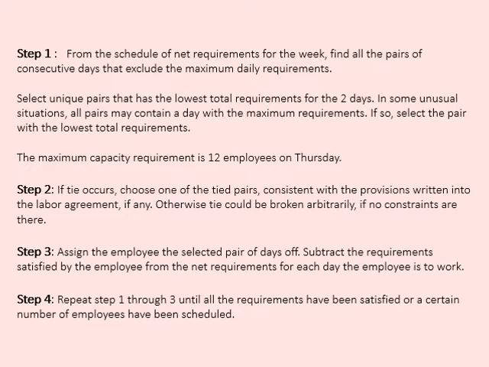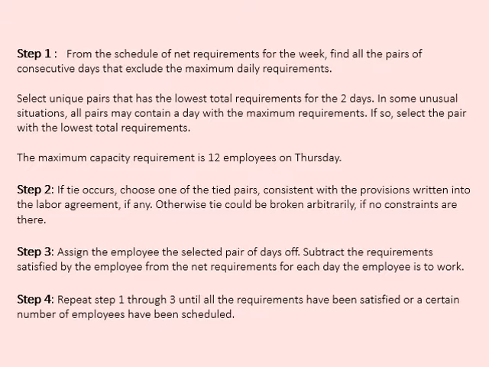Step 1. From the schedule of net requirements for the week, find all the pairs of consecutive days that exclude the maximum daily requirements. Select the unique pair that has the lowest total requirements for the 2 days. In some unusual situations, all pairs may contain a day with the maximum requirements. If so, select the pair with the lowest total requirements. Step 2. If a tie occurs between the lowest total requirements for 2 consecutive days, choose one of the tie arbitrarily, if no constraints are there.